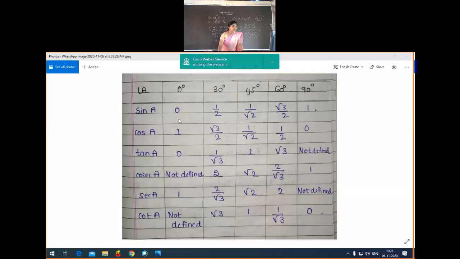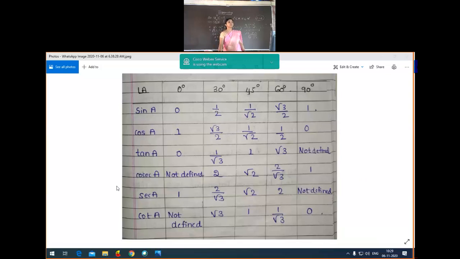Next, cosec 0 degree is not defined. Cosec 30 is 2, cosec 45 degree is root 2, cosec 60 degree is 2 by root 3, cosec 90 is 1. Then secant 0 is 1, secant 30 is 2 by root 3, secant 45 degree is root 2, secant 60 degree is 2 and secant 90 degree is not defined. Cot 0 is not defined, cot 30 is root 3, cot 45 is 1, then cot 60 degree is 1 by root 3, cot 90 degree is equal to 0.